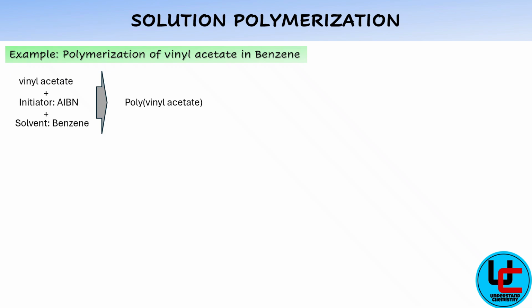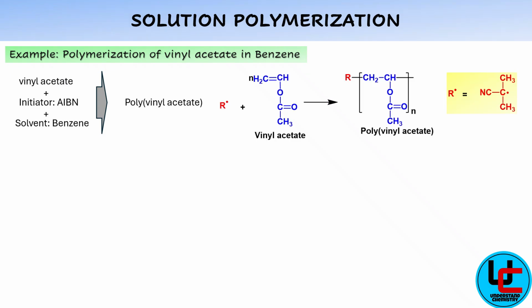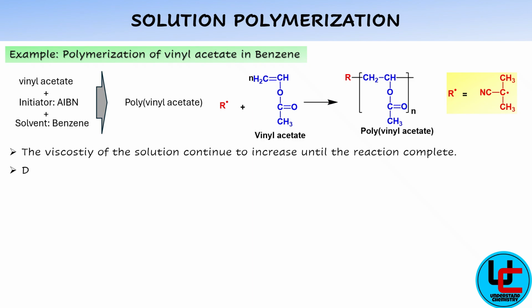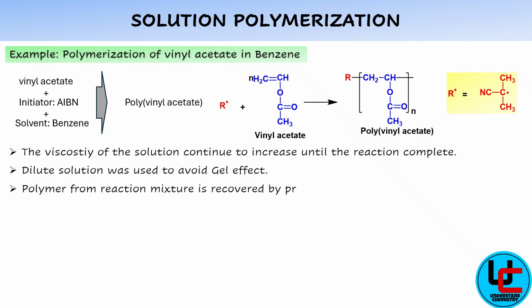In this setup, vinyl acetate acts as monomer, benzene is the solvent, and AIBN is used as the radical initiator. All three components are soluble, making this a classical case of homogeneous polymerization. As the reaction proceeds, the vinyl acetate undergoes radical polymerization to form polyvinyl acetate. The viscosity of the solution gradually increases as polymer chains grow, so a dilute solution is used to avoid the gel effect, which can cause uncontrolled autoacceleration.